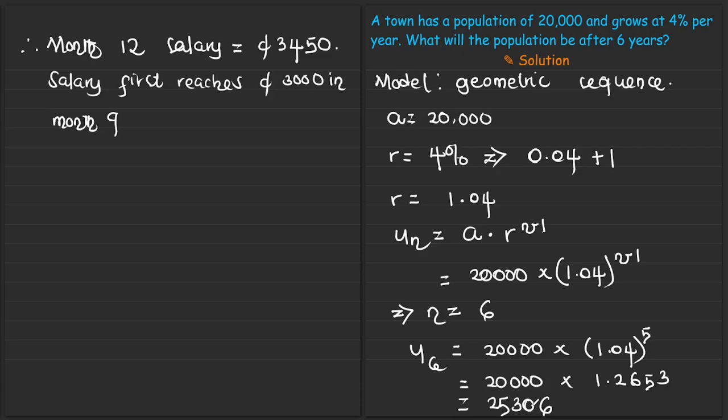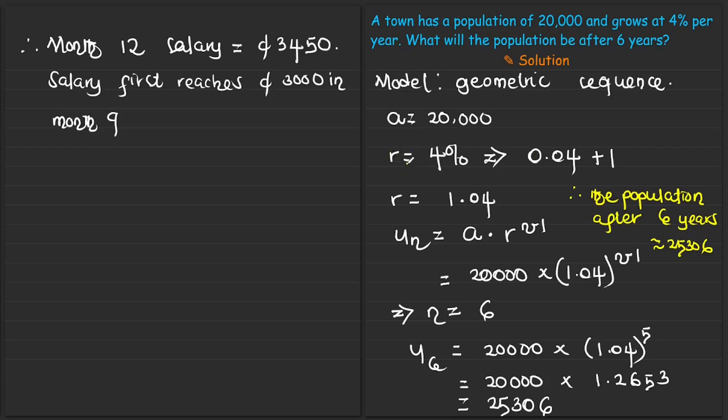If you multiply these together, you'd have 25,306. That is rounding it to the nearest whole person, because humans are not measured in decimals. So we are rounding this, so that you have 25,306. So this is to say that the population after 6 years with this growth, 4% per year, is going to be 25,306. So we conclude by saying, therefore, the population after 6 years is approximately 25,306.